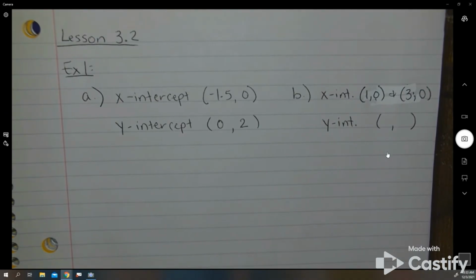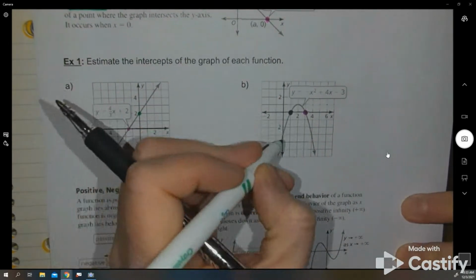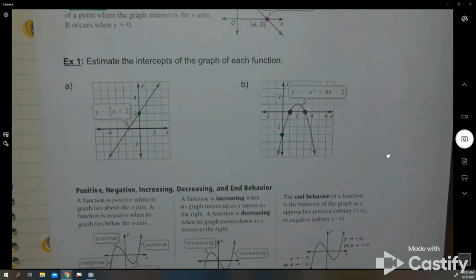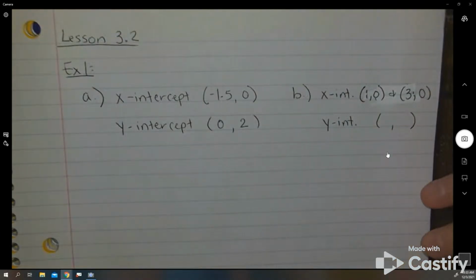All right, now let's go back to the graph and look at our y-intercept. This time it looks like there's only one spot where it's touching the y-axis. It looks like it's right about here. And it looks like that point would be the spot 0, negative 3. So for my y-intercept, I have (0, -3). So remember, x-intercept, we're looking where does that line touch the x-axis. Y-intercept, where does that line touch the y-axis.